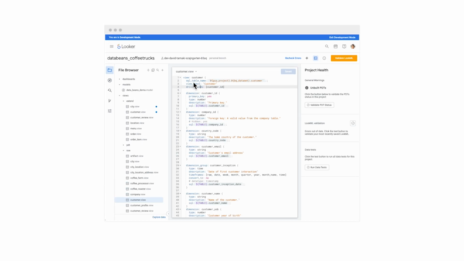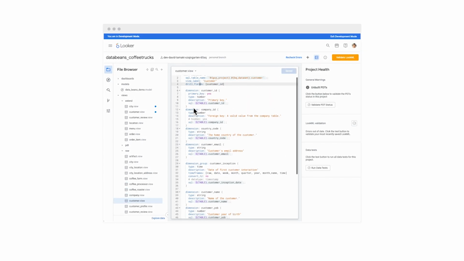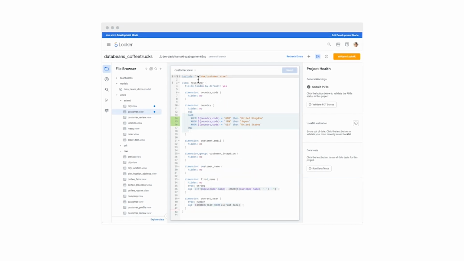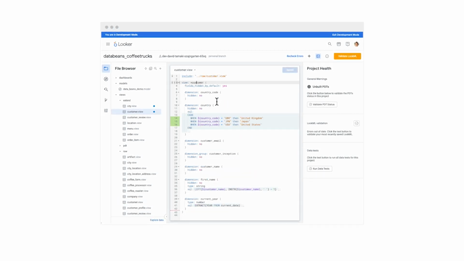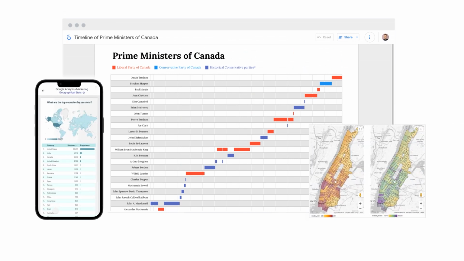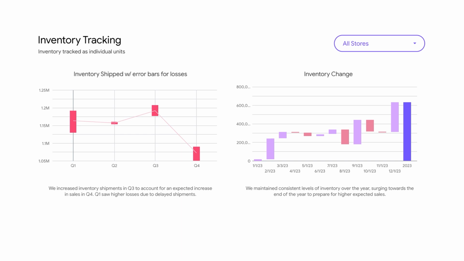Looker is a business intelligence platform that provides a single, trusted source of truth for your data with its semantic layer, complete with a shared understanding of key business metrics and definitions. Its user-friendly interface empowers everyone in your organization to explore, analyze, and make data-driven decisions with confidence.